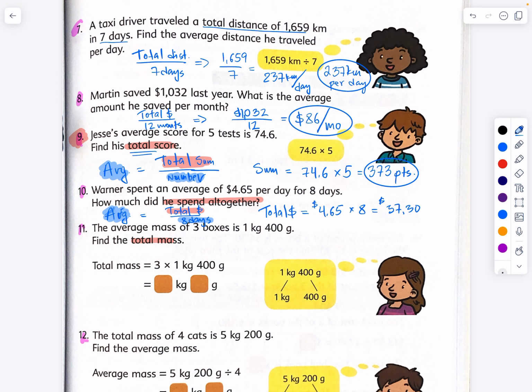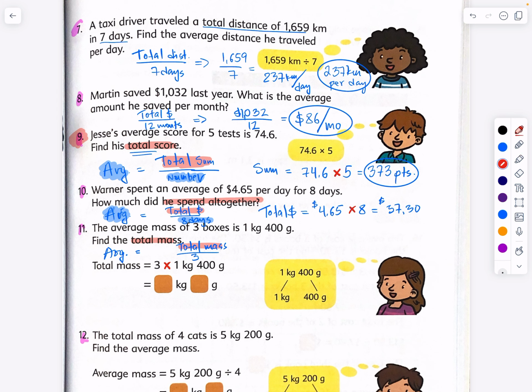So, again, typically to find the average, you would say total weight, or total mass, divide by 3 boxes. But we know the average, we know the number of boxes. In order to find the total, we would use inverse operation. And the inverse operation is multiplication. Notice, we multiply. Again, in order to find the total, if you're given the average, you would need to use the reverse operation.